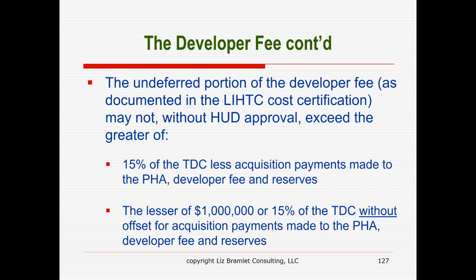Now, the undeferred portion of the developer fee may not, without HUD approval, exceed the greater of 50% of the total development costs, less acquisition payments made to the PHA, developer fee, and reserves, or the lesser of $1 million, or 15% of the TDC, without offset for acquisition payments made to the Public Housing Authority, undeferred developer fee, and reserves.